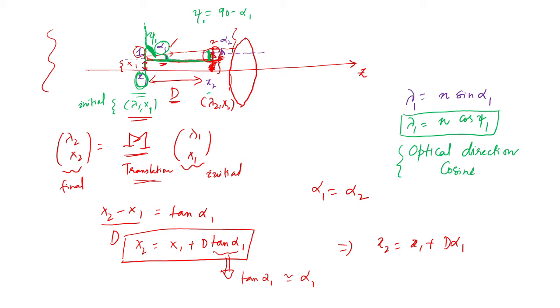Now we also know that alpha 1 is equal to alpha 2 because we are only considering translation within the same medium. If you are in the same medium where there is no change in refractive index, then the light is only going to get translated. It is not going to get refracted, which means the angle it makes with the horizontal is not going to change. And that's why we have alpha 1 equal to alpha 2.